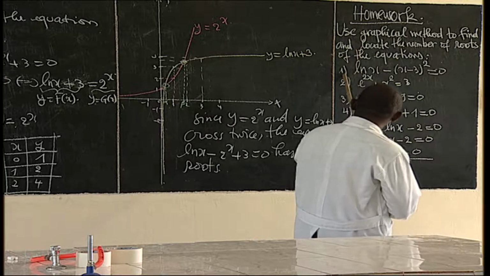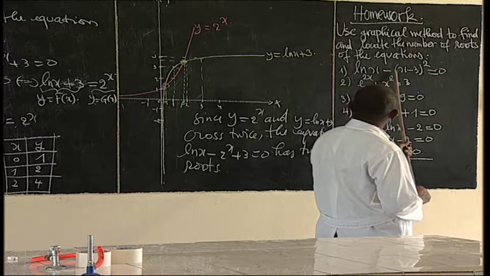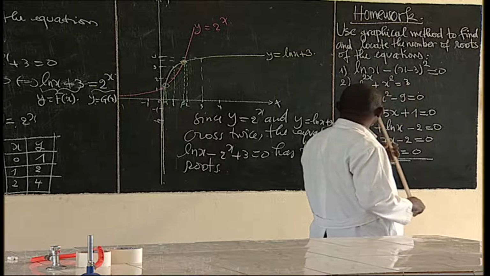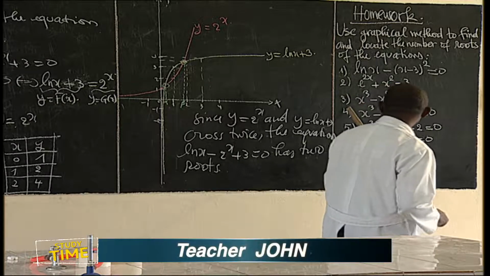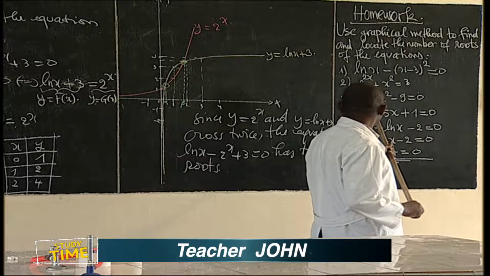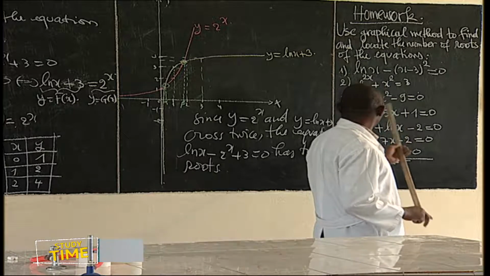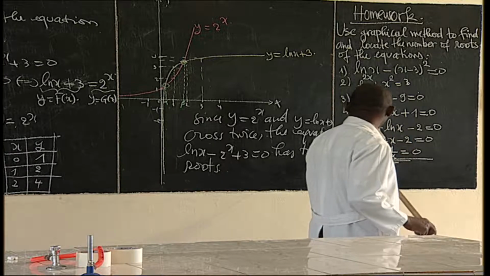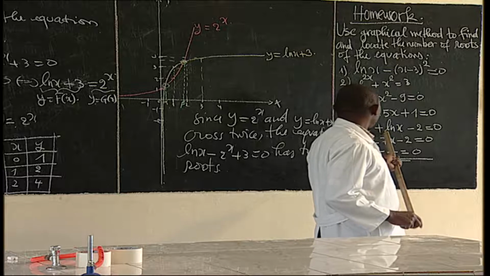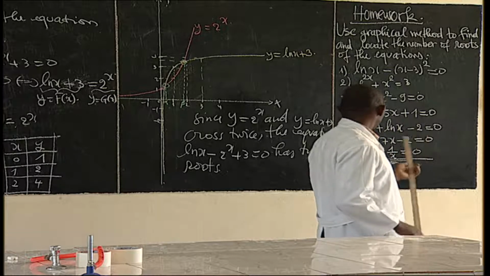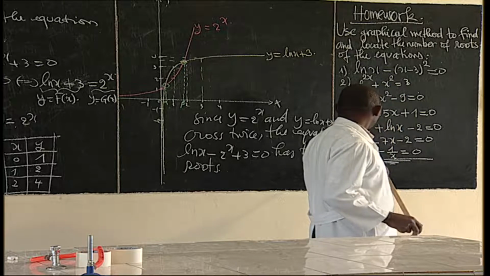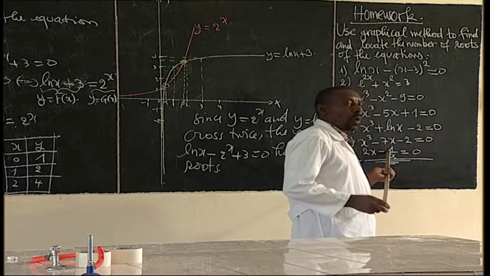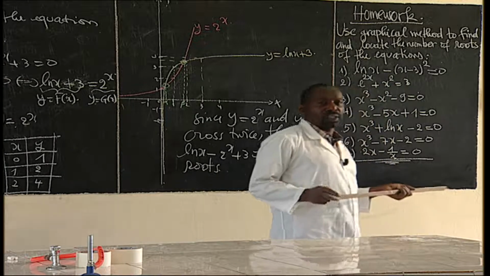The equations are as follows. 1: ln of (x minus 3) raised to power 2 equals 0. 2: 2e power 2x plus x squared equals 3. Number 3: x cubed minus x squared minus 9 equals 0. Number 4: x cubed minus 5x plus 1 equals 0. 5: x cubed plus ln of x minus 2 equals 0. 6: x cubed minus 7x minus 2 equals 0. And the last: 2x minus 1 over x equals 0.